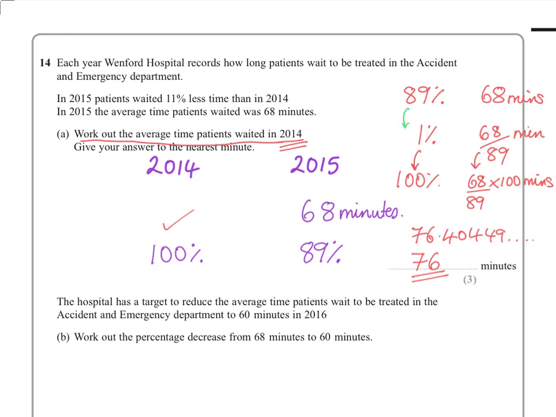I divided this by 89, and I had to do the same here proportionally to get to the magical 1%. If you can always get to 1%, then you're most of the way there on questions like this, and then times by 100 to get to what 100% would be. Okay, so just keep that in mind. So let's look at part B now.